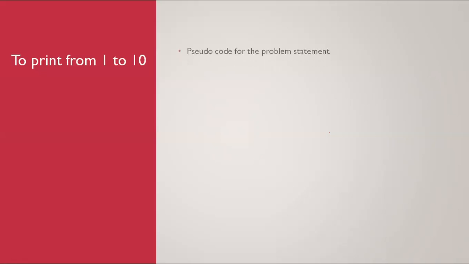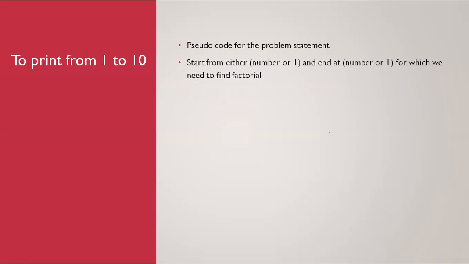So, the pseudocode for the problem statement. It starts from either number or 1 and ends at number or 1. Both ways. We have seen in our previous program as well, it starts from 1 to 10 or 10 to 1. If you consider the number, that is 5, here it is 1. If you start from 1, the output has to end at 5. Either way, right? So that's what it means.